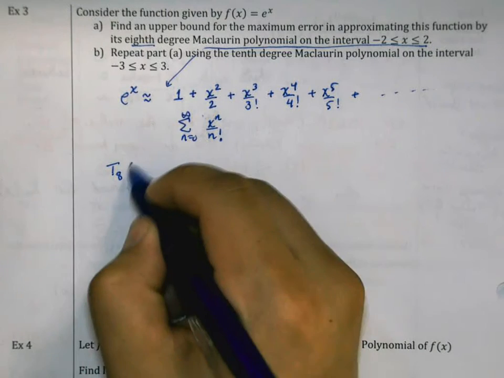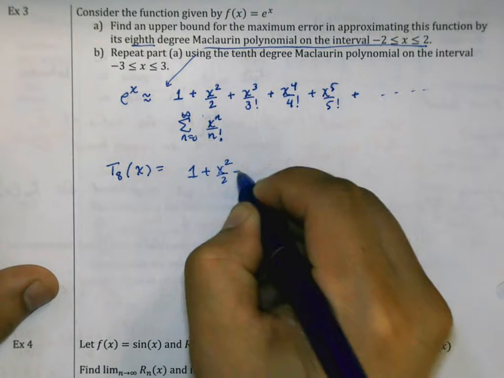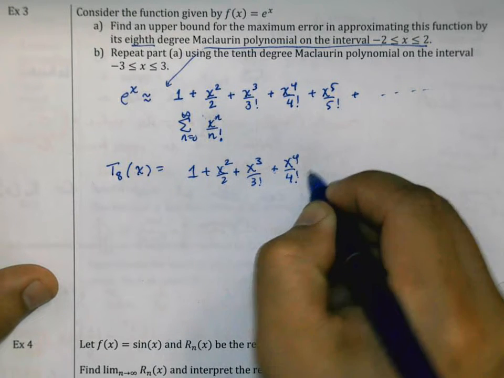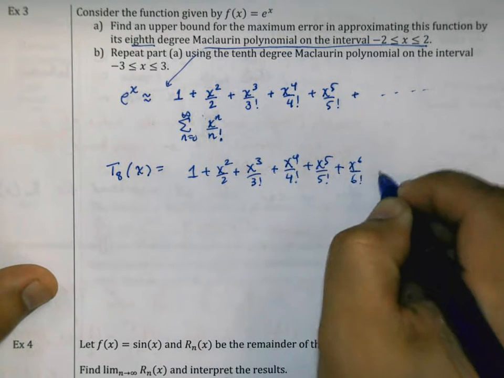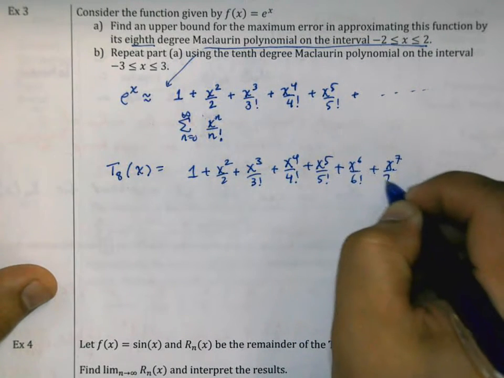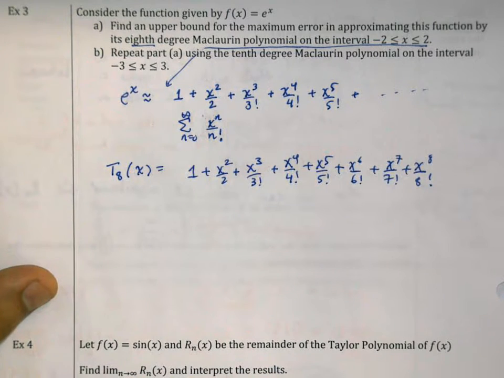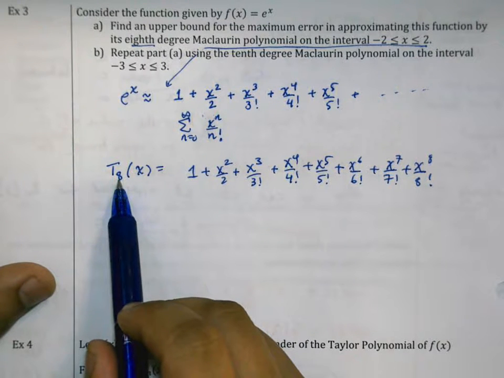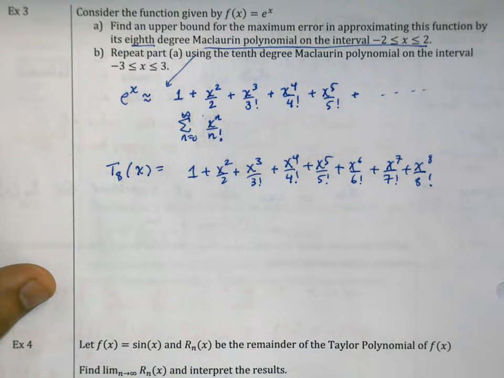We're using the 8th degree polynomial of x, which is equal to 1 plus x plus x squared over 2 plus x to the 3rd over 3 factorial plus x to the 4th over 4 factorial plus x to the 5th over 5 factorial plus x to the 6th over 6 factorial plus x to the 7th over 7 factorial plus x to the 8th over 8 factorial. If we were asked to do more terms or higher order, then we could just keep expanding this. The e to the x Taylor polynomial is pretty straightforward to remember.